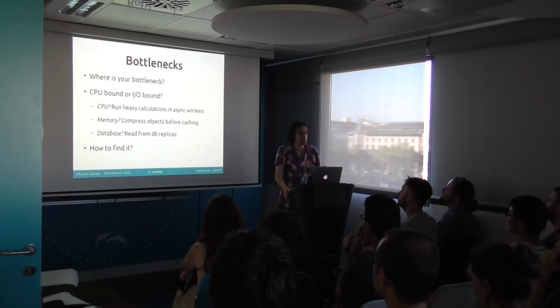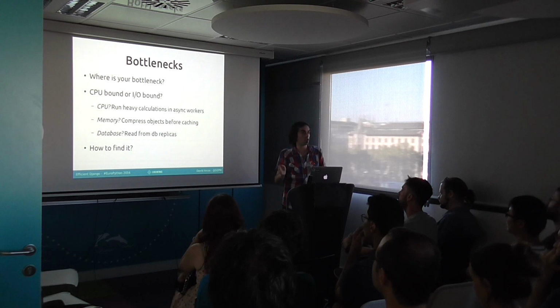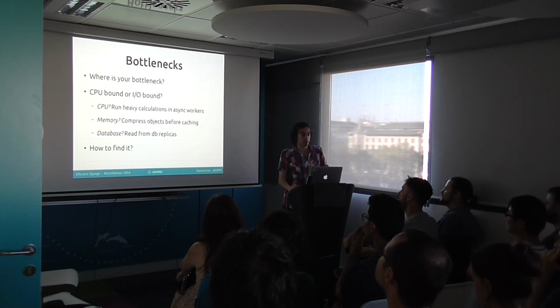Because if it's CPU bound, you will have to do some things. If it's the memory or the database, you will have to do other things. There is nothing generic about scalability and performance. It depends on your use case. Okay, so try to find the bottleneck. How?